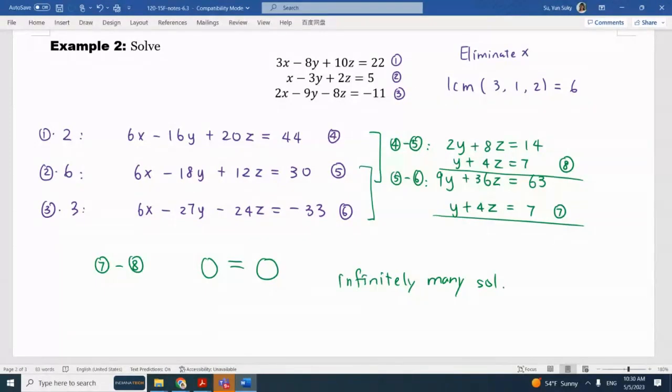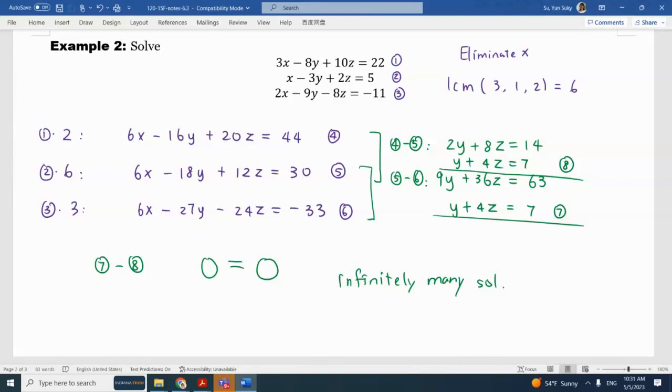Okay. So, do you remember when we have a system of 2 linear equations and 2 unknowns? Then it's like 2 lines on the xy plane. We can have 1 solution, no solution, or infinitely many solutions. For 3 linear equations and 3 unknowns, we also have 3 possibilities. It can be 1 solution, or no solution, or infinitely many solutions.